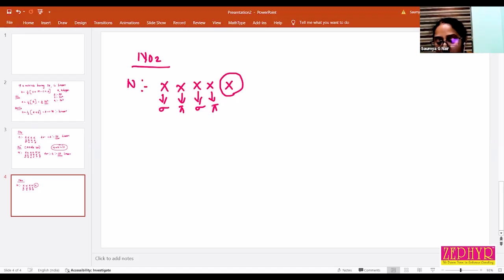So the molecule is not linear. We can take the hybridization as 2 sigma plus 1 electron, which is 3, so sp2. This is not a linear molecule. Understood?